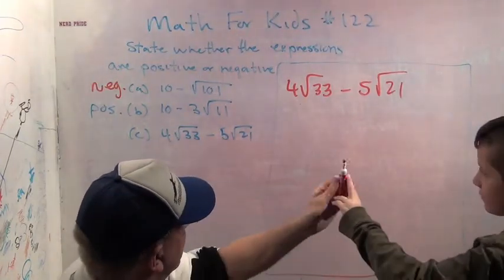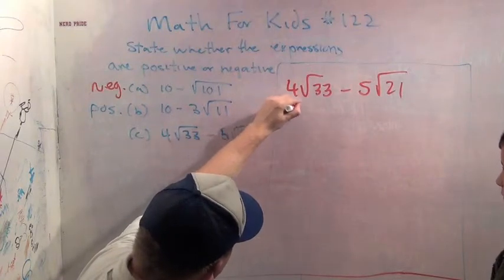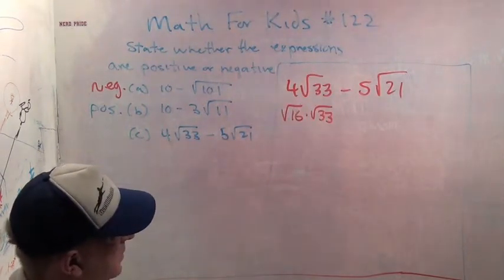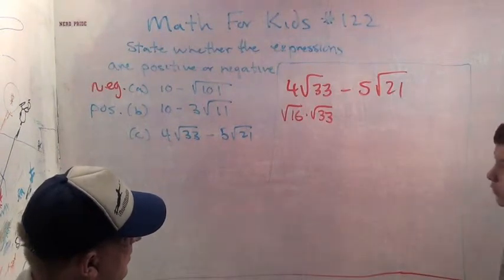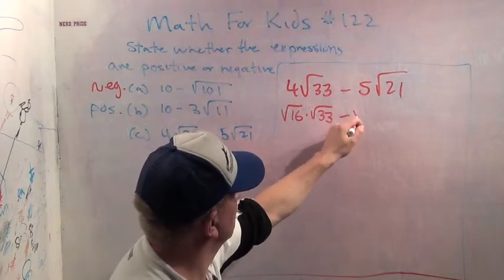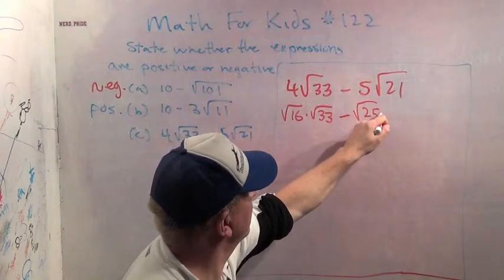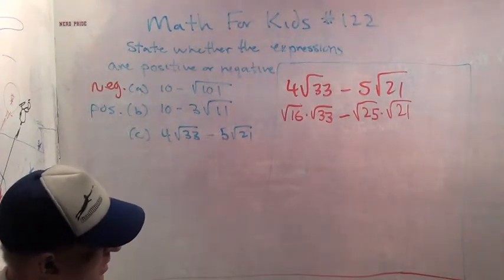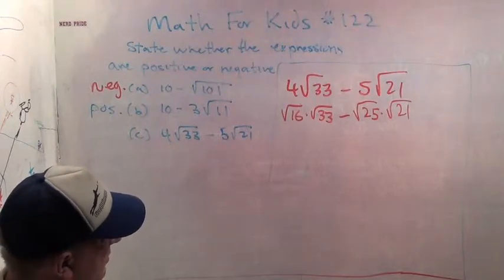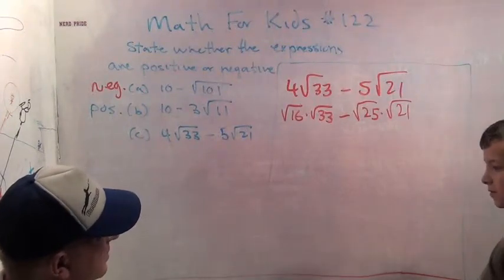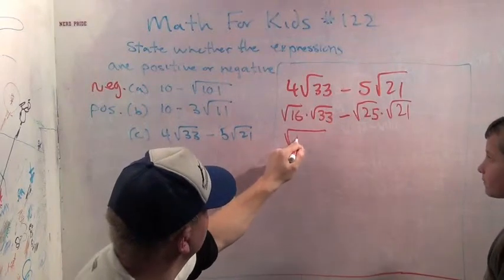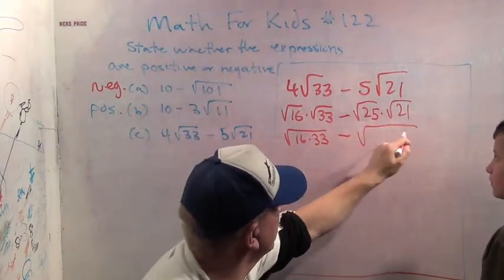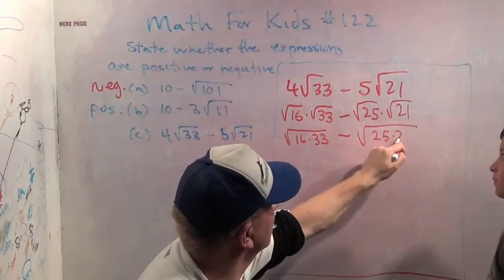Because we're going to need a lot of room here. Square root of 16 times the square root of 33. Okay. And this is the square root of 25 times the square root of 21. Okay, well, awesome. We have to do some multiplication. All right, what are the 2 multiplications that we have to do? 16 times 33 and 25 times 21. Okay, so we have to do the square root of 16 times 33, and then we're subtracting away the square root of 25 times 21.